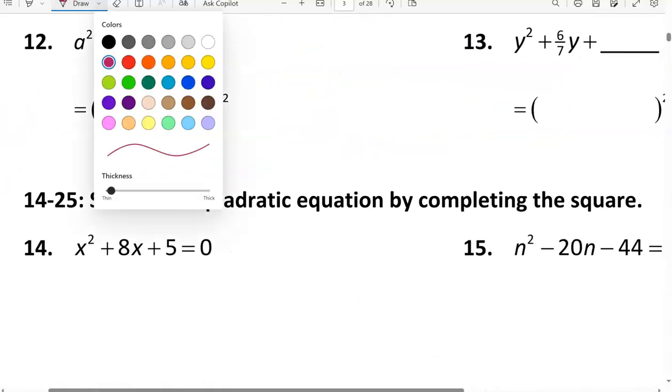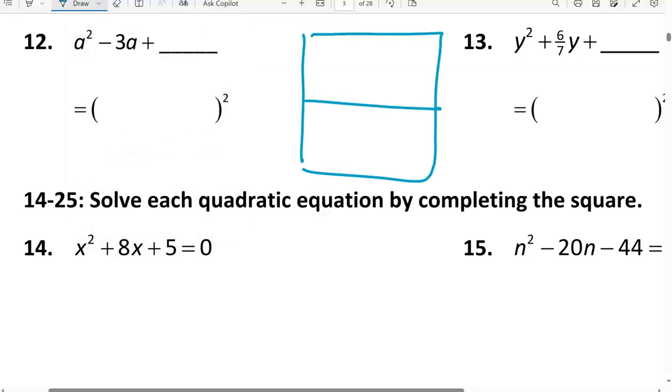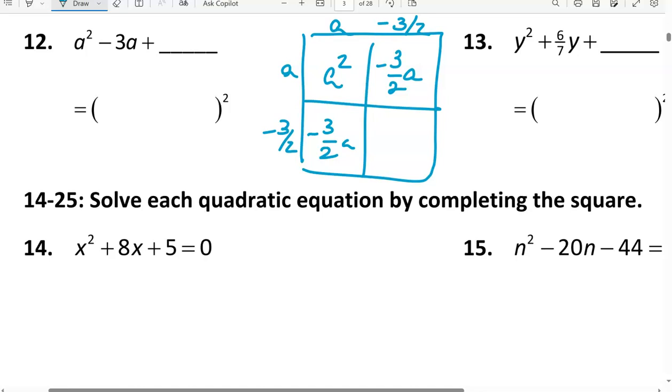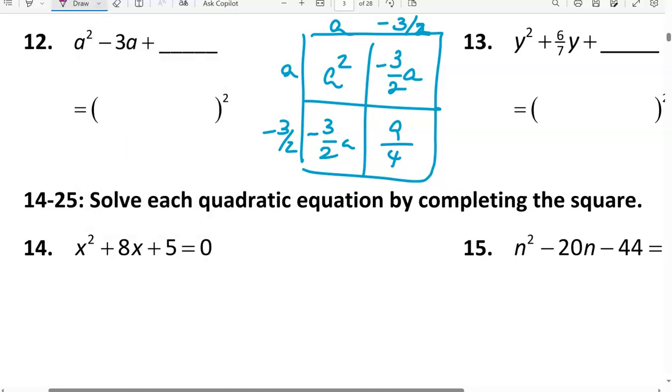In number 12, a squared minus 3a plus blank. First term is a squared, and dividing that minus 3a into two equal pieces, that's minus 3 halves a in each box, making the binomials a minus 3 halves and a minus 3 halves. Negative 3 halves times negative 3 halves is positive 9 quarters, so adding 9 quarters completes the square, and this factors to a minus 3 halves squared.